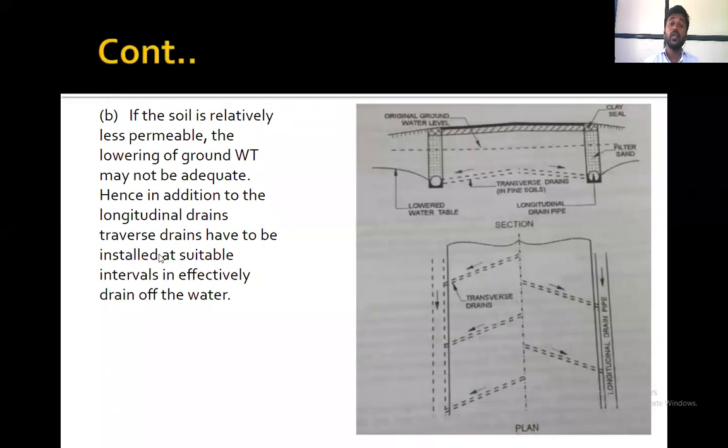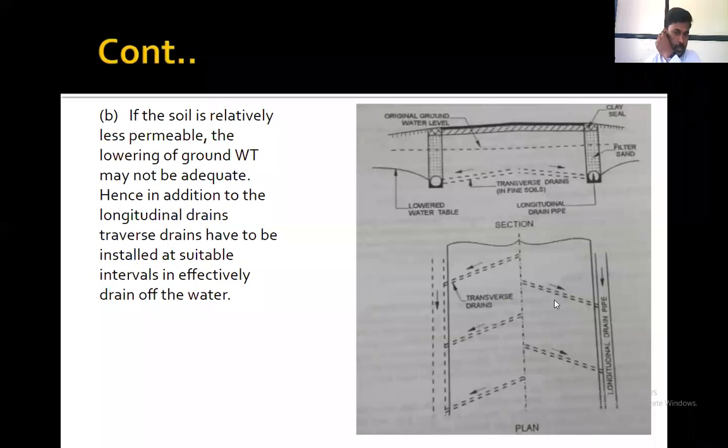Also, if the soil is relatively less permeable, the lowering of the groundwater may not be adequate. Okay, hence in addition to this, along with the longitudinal drains, transverse drains should be installed at suitable intervals to effectively drain the water. We can see here, if the soil is relatively less permeable, in this figure the plan as well as the section is shown. Along with these drain pipes, we can also provide transverse drains. So what will happen? The water will collect into the transverse drains, then transfer towards the longitudinal drain pipe. So we can provide in this manner as well.